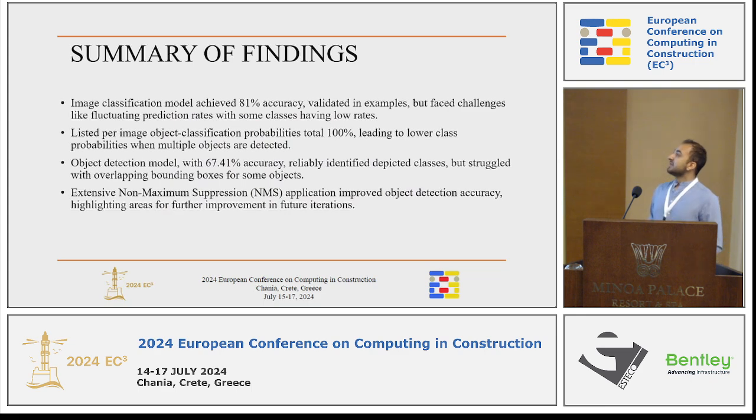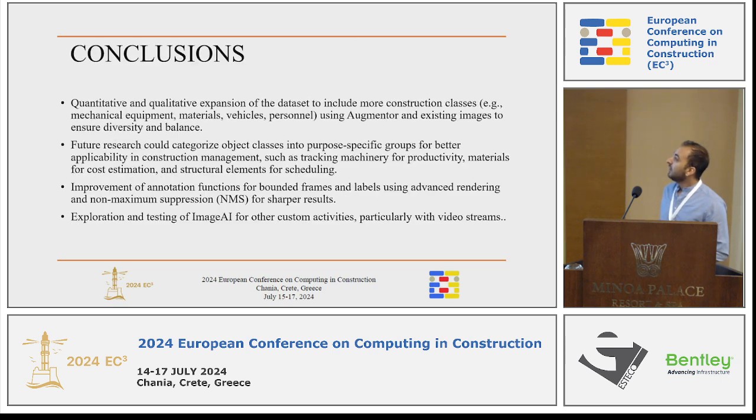To summarize these thesis findings, we have an image classification model obtained with 81% accuracy, but with some fluctuations due to the fact that the rates are not 100%. An object detection model with 67%, which struggled with overlapping bounding boxes for specific objects. And the non-maximum suppression technique was needed to improve this model's performance and accuracy. And some conclusions for the end.